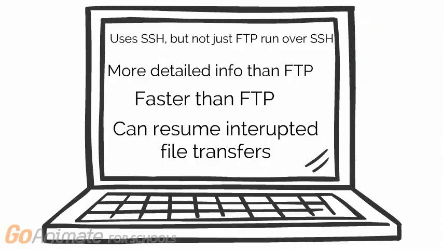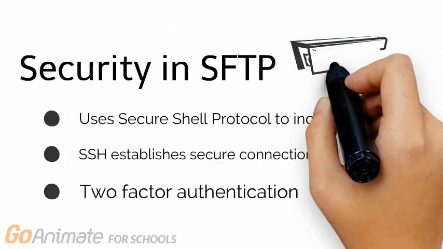When a file is transferred using SFTP, the permissions relating to that file, as well as the date, time, and size, are included as well. Additionally, SFTP is faster than FTP. SFTP also has the functionality which allows it to resume a file transfer if it has been interrupted.